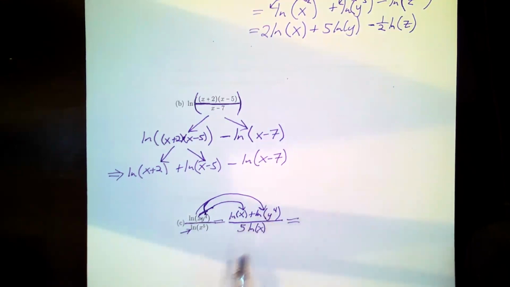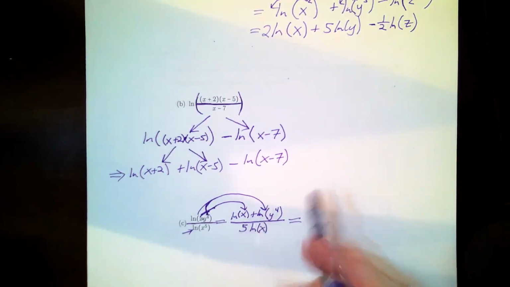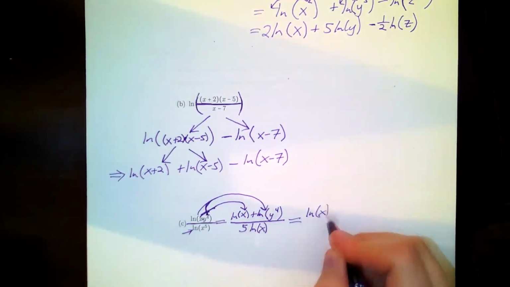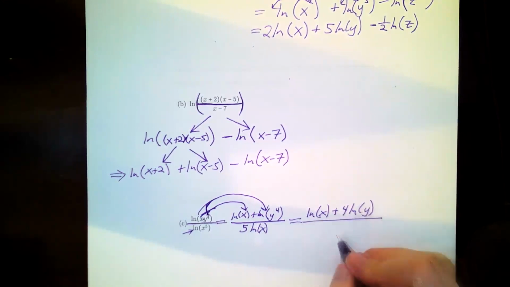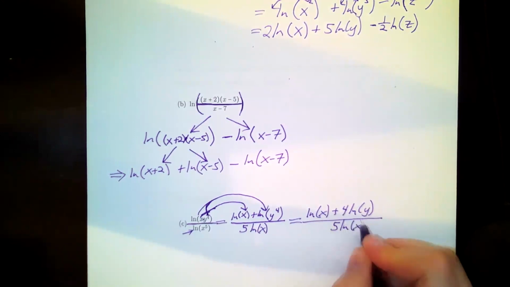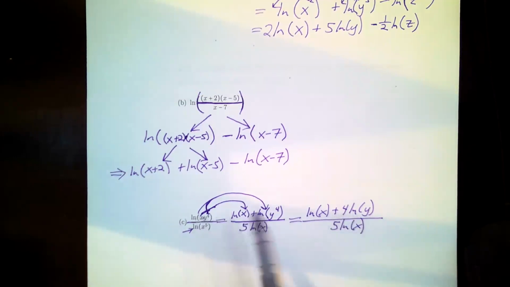I can go one more step because I go, oh, that y has a power on it, power of 4. I can plop that 4 down. So that becomes ln of x plus 4 ln of y, all divided by 5 ln x. Now this doesn't split up anymore, for reasons I'd mentioned before. I can split up this top one and simplify that bottom one separately. But they have to stay divided. And then we're done with this one.